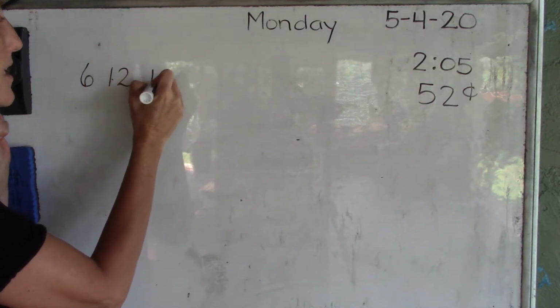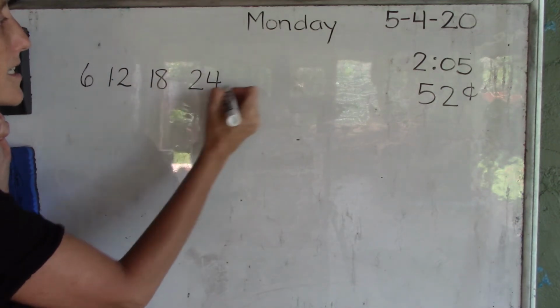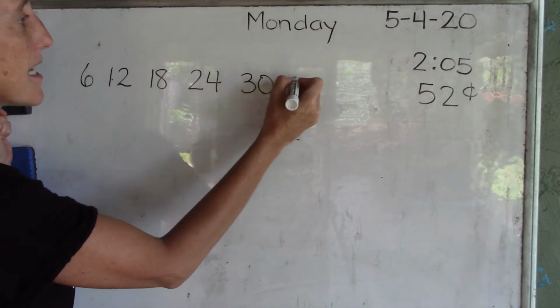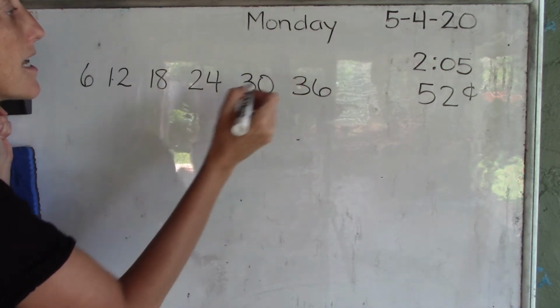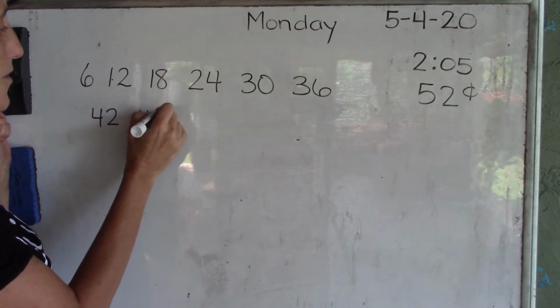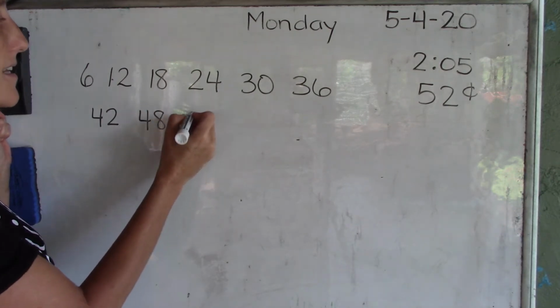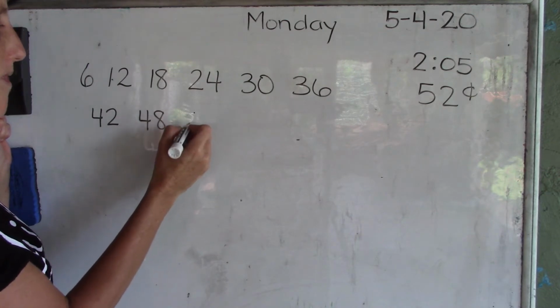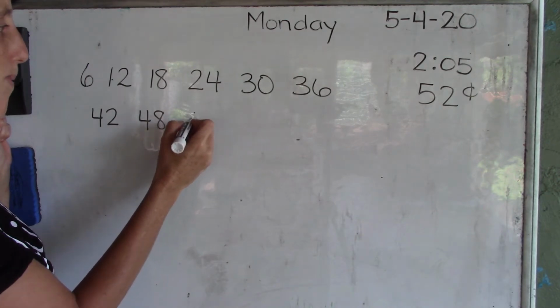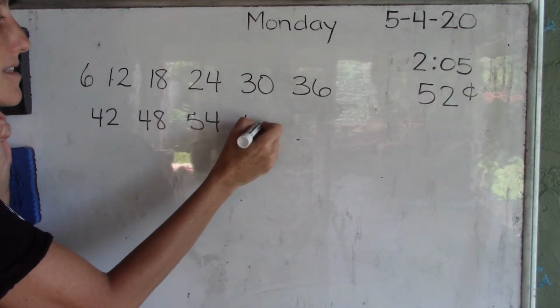6 times 3 is 18. 6 times 4 is 24. 6 times 5 is 30. 6 times 6 is 36. 6 times 7 is 42. 6 times 8 is 48. 6 times 9 is what? Anybody know? 54. And 6 times 10 is 60.